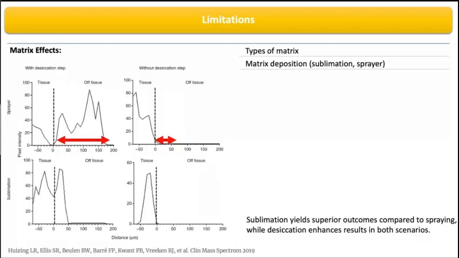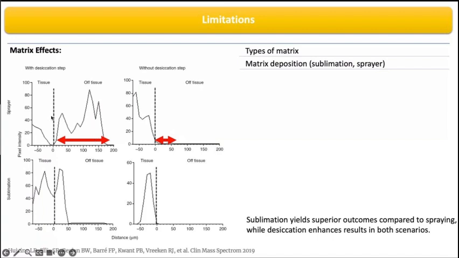The second thing I want to draw attention to is the matrix effect. I said that the matrix is a chemical compound that you put on the surface of your tissue in order to ionize your tissue for better identification. It's important to know how you will deposit this matrix. I earlier mentioned that it's either with a sprayer, as in the first graphic, or with sublimation.